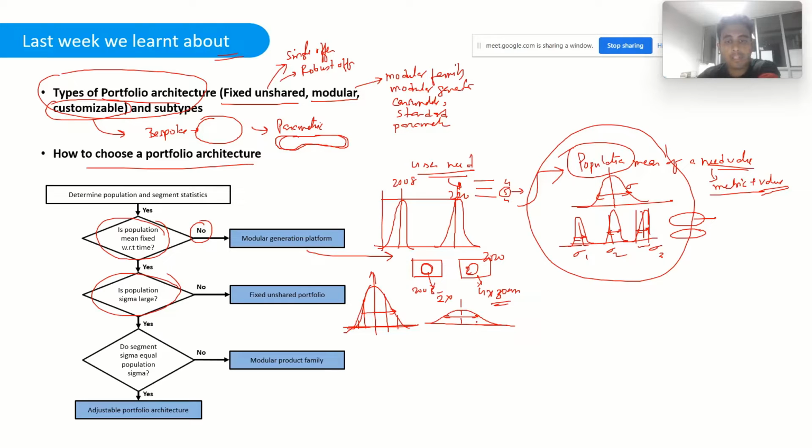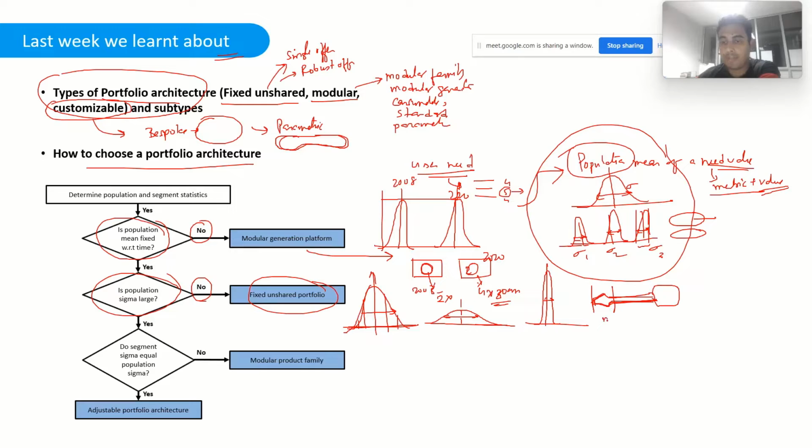If it is yes, then we'll go for the next step, but if it is no, that means the population sigma is not large, it is very small, that means it is very narrow. Then we can go for a fixed unshared portfolio, for example a screwdriver, where we do not have to think about various users. We can just produce one standard tool with a standard head, because the requirement for a particular size or shape of this head is fixed for all.